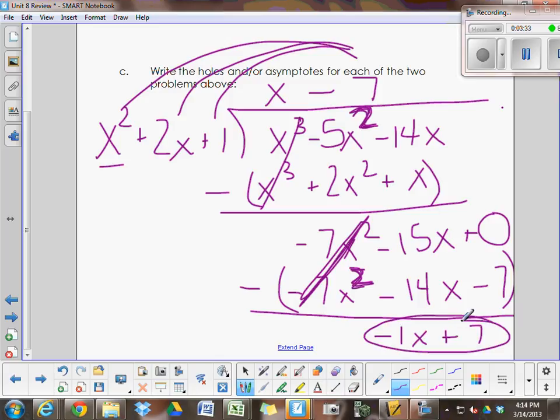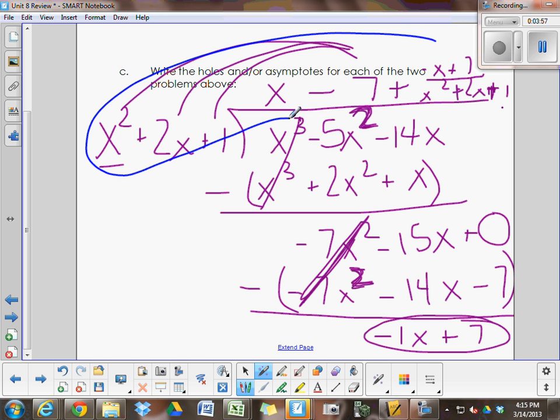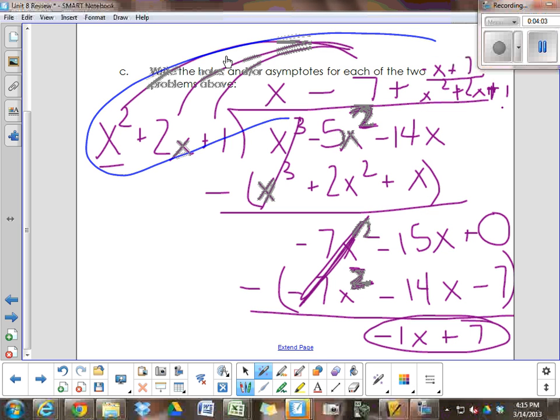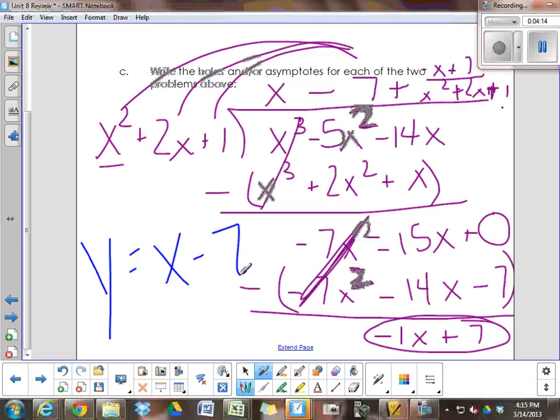This is now a remainder, so we will have a slant asymptote. The remainder, you could do this a couple ways. One would be to add negative x plus 7 over x squared plus 2x plus 1. Now, the entire thing at the top there, if I graph this whole thing, that's the same as the original function. Just the asymptote is this, x minus 7. Y equals x minus 7 is the slant asymptote.